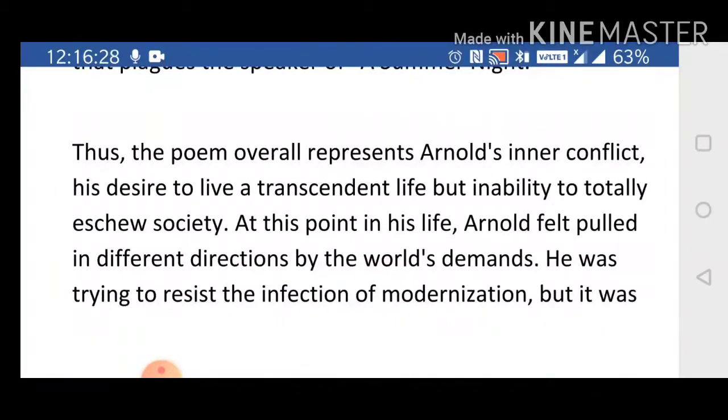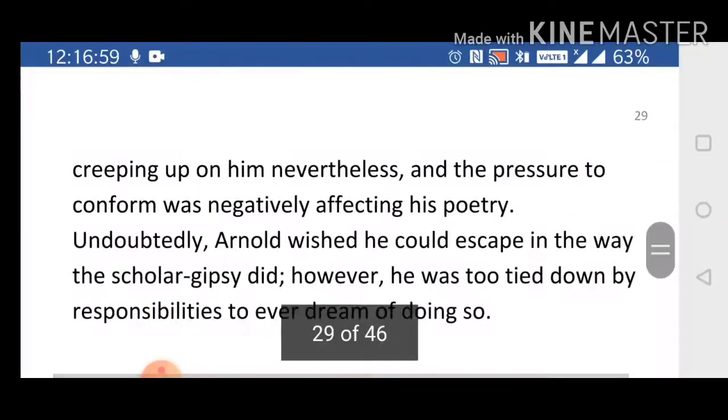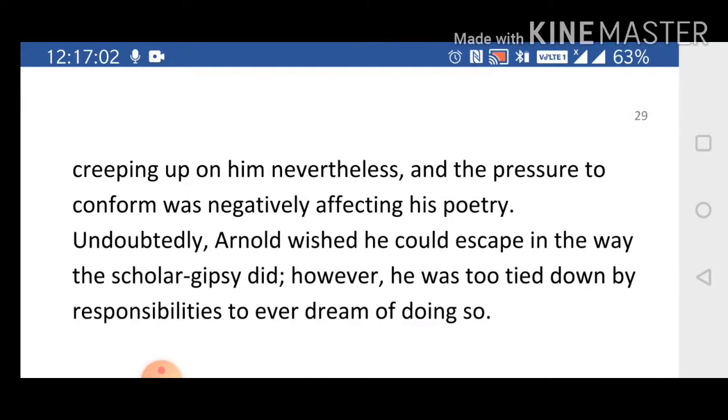Thus, the poem overall represents Arnold's inner conflict, his desire to live a transcendent life, but inability to totally eschew society, meaning to give up society. At this point in his life, Arnold felt pulled in different directions by the world's demands. He was trying to resist the infection of modernization, but it was creeping up on him nevertheless, and the pressure to conform was negatively affecting his poetry.